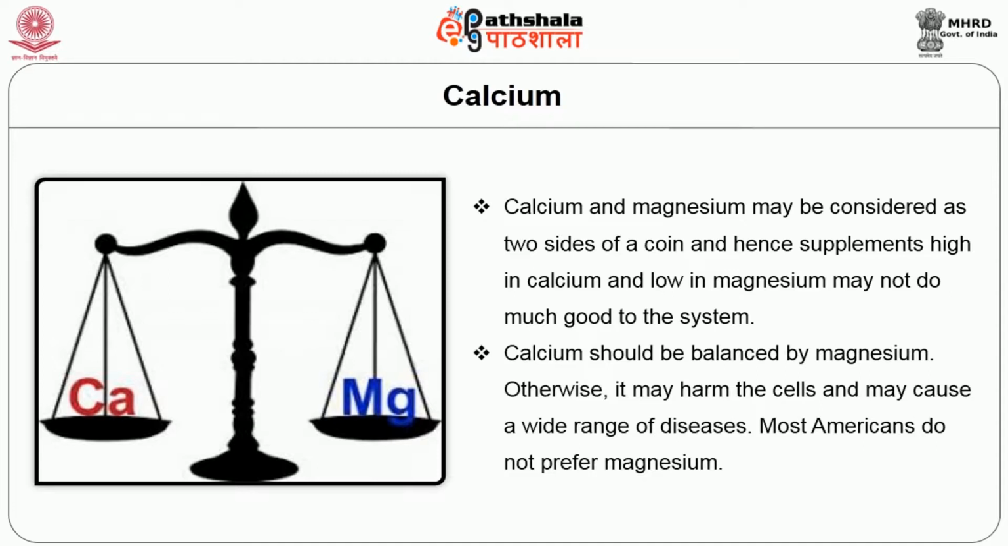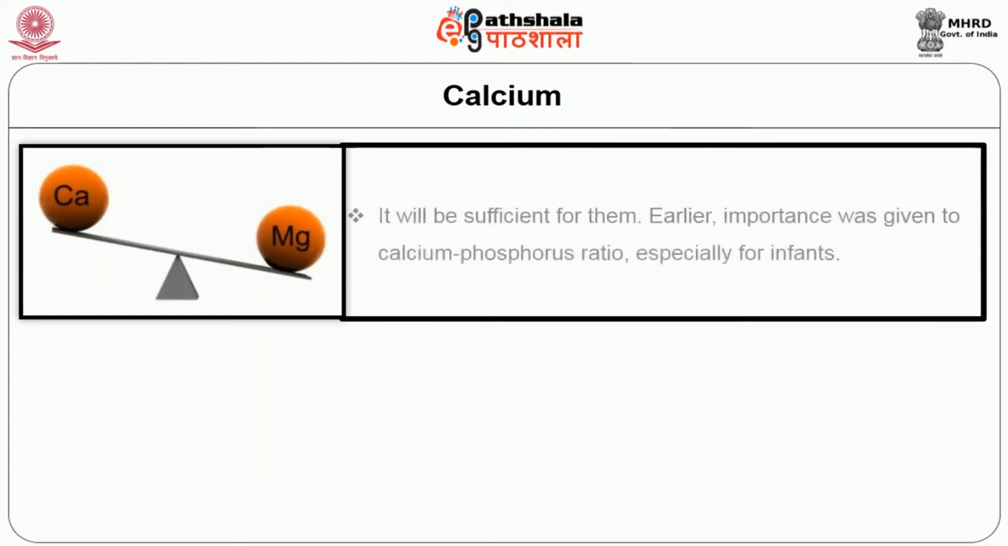Calcium should be balanced by magnesium. Otherwise, it may harm the cells and may cause a wide range of diseases. Most Americans do not get enough magnesium. Therefore, the 2:1 ratio of calcium to magnesium will be sufficient for them.